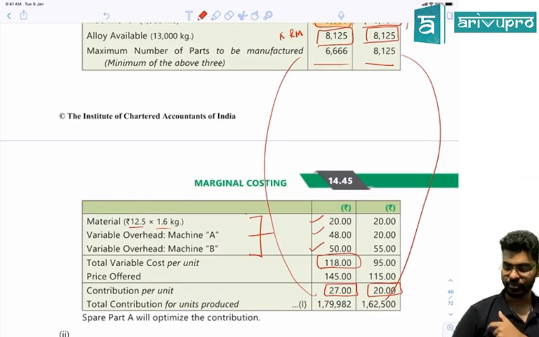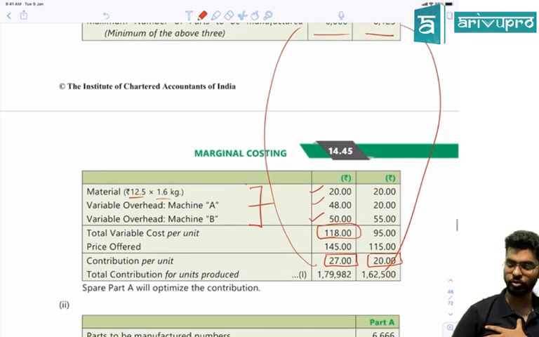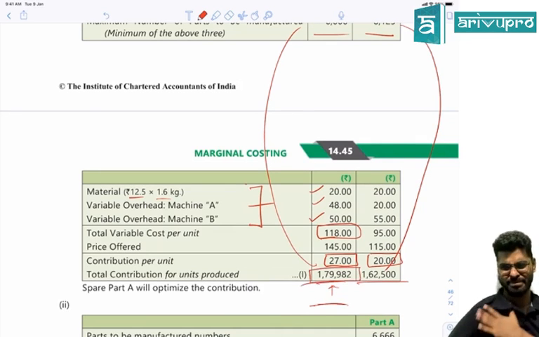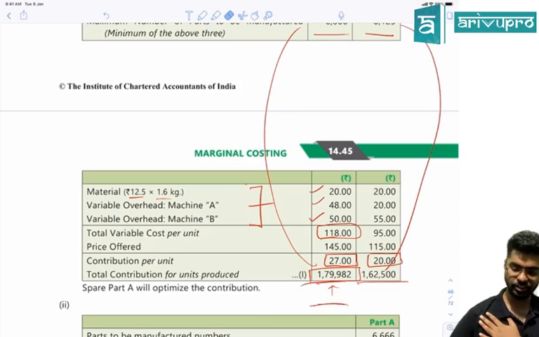Now if you see, I am getting more contribution by producing what? Product A. Therefore, I will end up producing product A. Does anyone have any problem? Now see the next question.